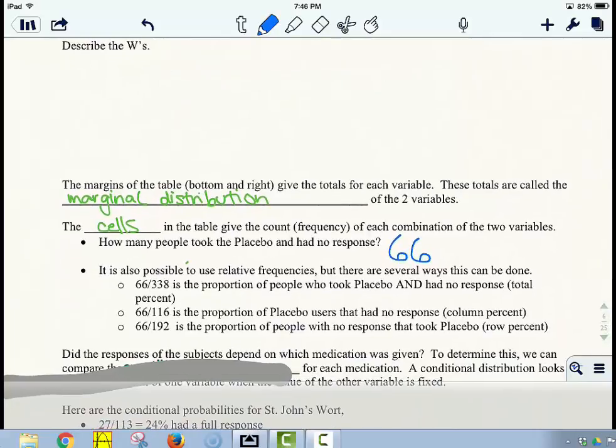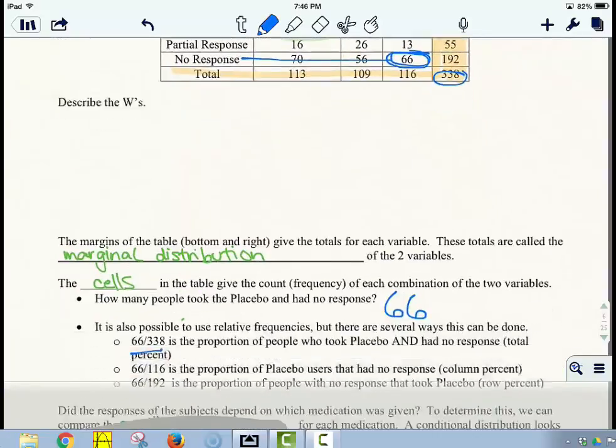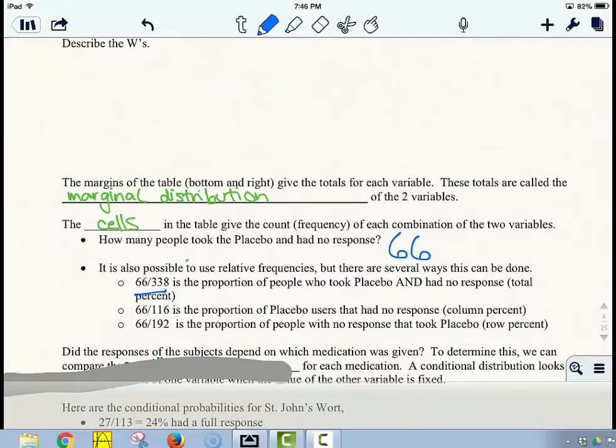It is also possible to use relative frequencies, but there are several ways this can be done. 66 out of 338, so taking a number from the inside over the total, is the proportion of people who took placebo and had no response.